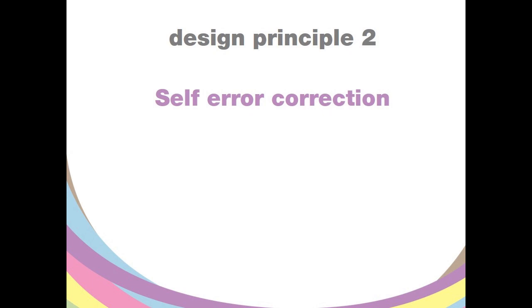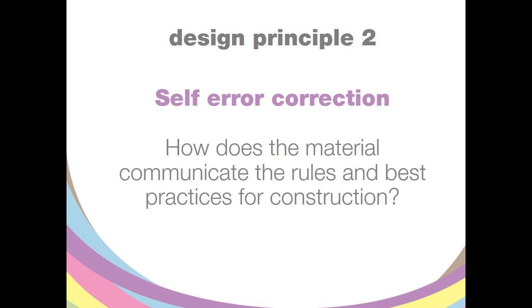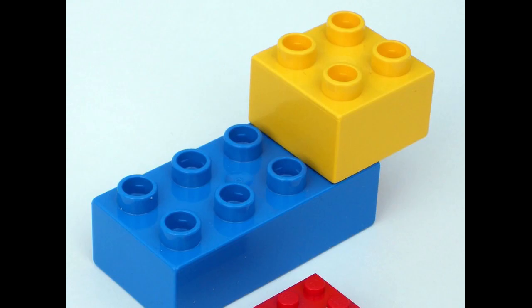The second design principle is self-error correction. How does the material communicate the rules of usage to the user without a manual, without instructions? Lego is perfect for that, because with two Lego bricks, you know exactly what to do. You have to put them together in this way. You never try to put them upside down, because the material is communicating to you how to use it.